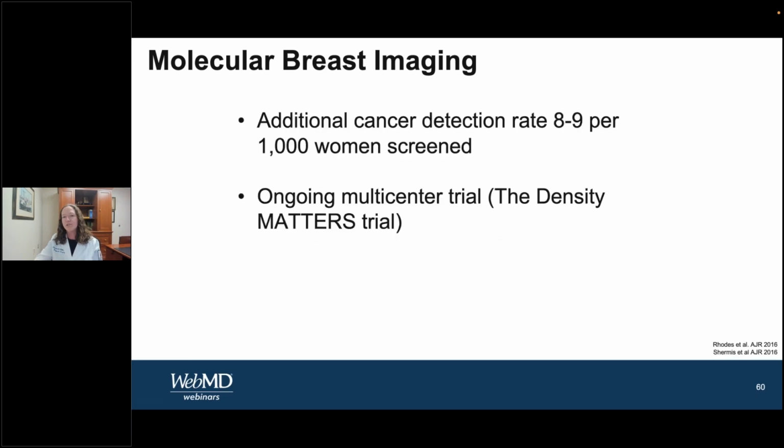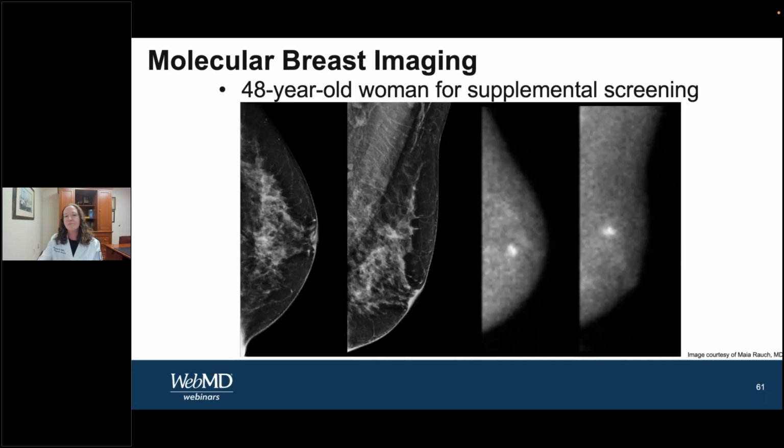But the additional cancer detection rate with molecular breast imaging is about 8 to 9 per 1,000 women screened. So almost as high as MRI and substantially higher than ultrasound or 3D mammograms. And right now there's an ongoing multi-center trial looking at molecular breast imaging as a supplemental screening method in women who have dense breast tissue, and that's called the Density Matters trial.